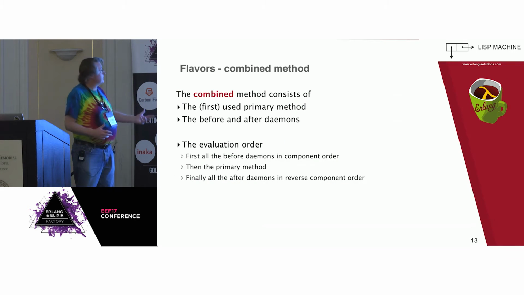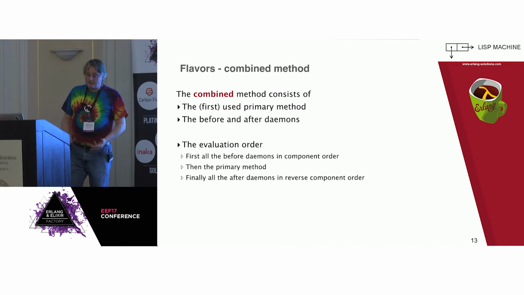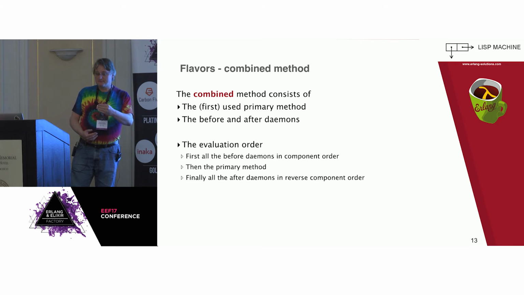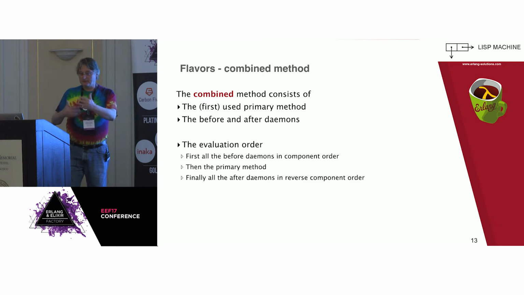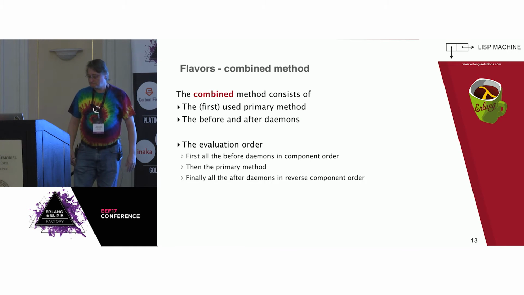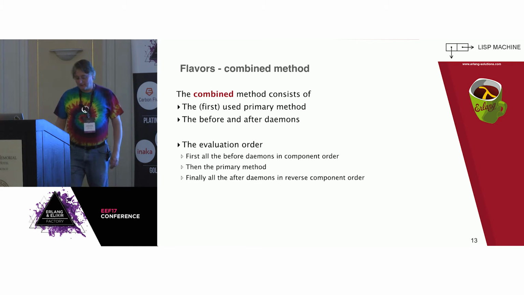And the combined method, that's what's actually called when you call the method, is a combination of the before daemons, the primary method, and the after daemons. This is built up by the system when I do it right. So this is great. If I have this mechanism, I can do a lot more.